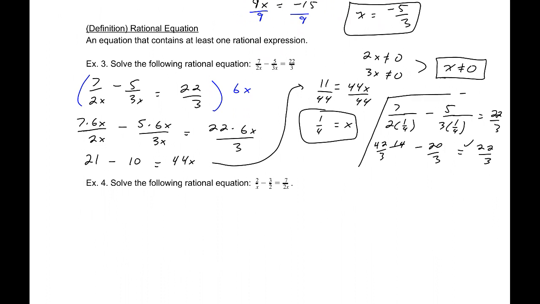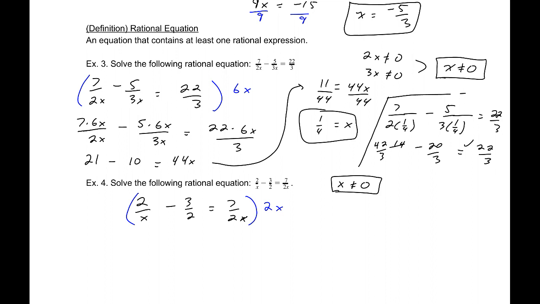This next equation, we'll do a similar thing. We want to multiply through by 2x. And for the same reasons that we had earlier, x cannot be 0. So let's multiply through. Minus 3 over 2 equals 7 over 2x. We'll multiply through here by 2x, the least common multiple of all of our denominators.